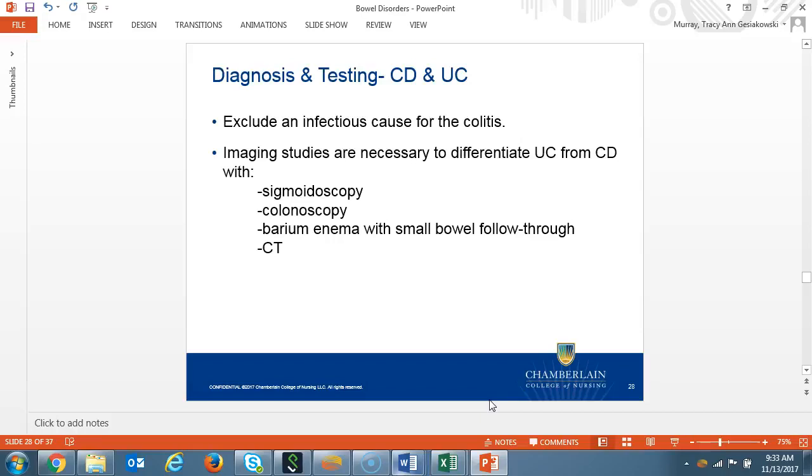Diagnosis for ulcerative colitis and Crohn's disease is made by correlating symptoms with history and physical, and a diagnosis must always begin with excluding an infectious cause for colitis. Imaging studies are necessary to differentiate ulcerative colitis from Crohn's disease, with sigmoidoscopy, colonoscopy, barium enema with small bowel follow-through, and CT as primary diagnostic tools.